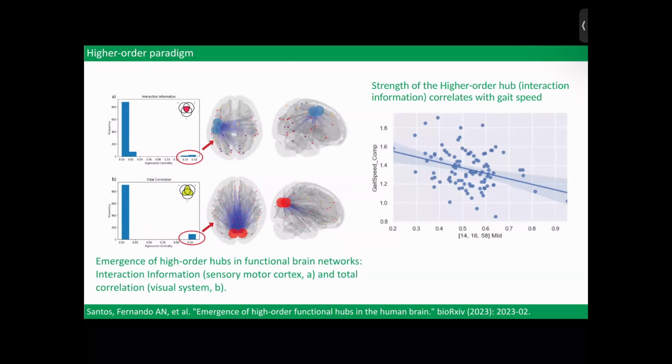And again, we found some correlations between the strength of these hubs and motor skills or cognitive skills of the individuals. In particular, if one looks at the strength of the hubs with this synergistic measure, that is the interaction information, then that correlates with how fast one individual moves.